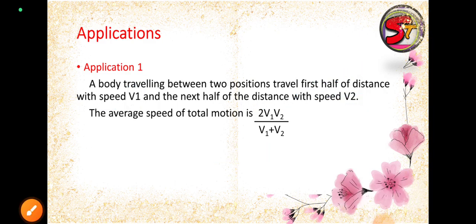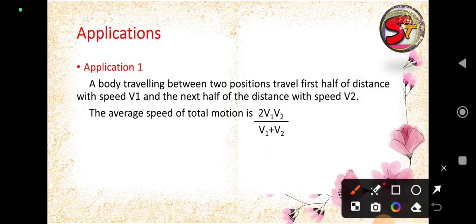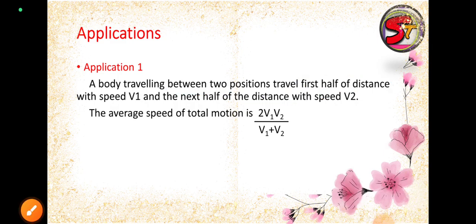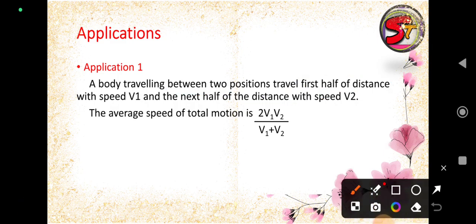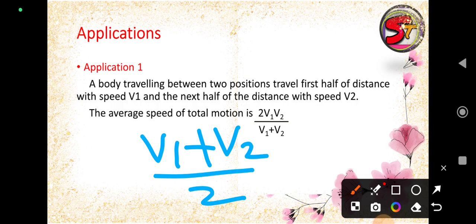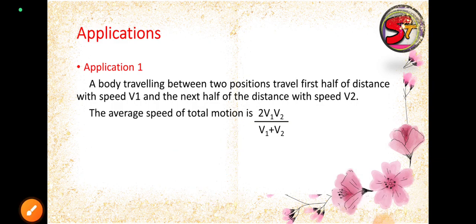What happens if the timings are constant, that is, time is constant and the velocities are different? Now timings are constant and velocities are different, so the average speed will be v1 plus v2 by 2. For more velocities, we need to keep adding those terms.